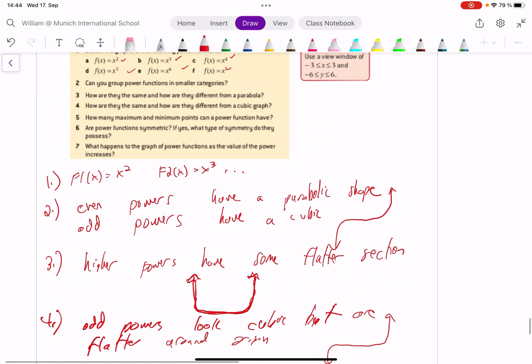Yeah. So then it says for 5, how many maximum and minimum points can a power function have? It can only, for even ones, have only one.